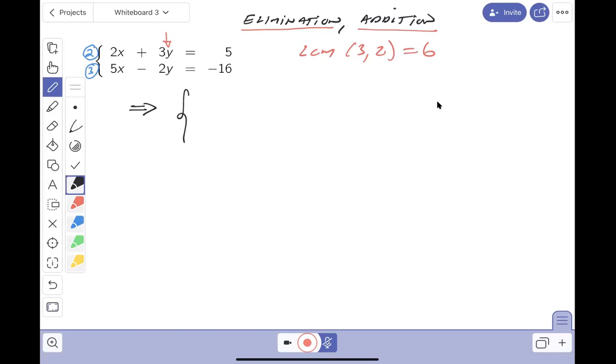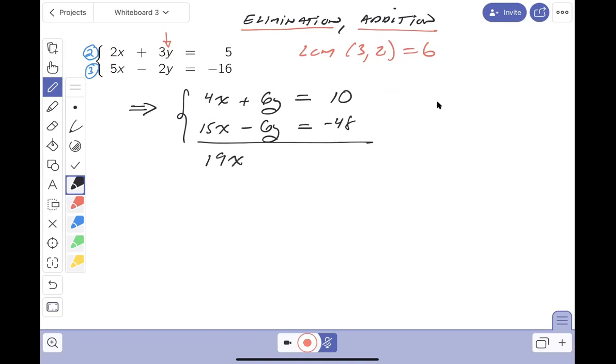I'm multiplying the top equation by 2. What does that mean? Both sides are being multiplied by 2. What do you get? 4x plus 6y equals 10. Again, I multiplied both sides by the number 2, fair and equal treatment. Then what do you get? 15x minus 6y is equal, well, 3 times minus 16 is minus 48. Then what are you going to do? Add them together. And this is called the addition method or the elimination method. What are you going to get? 19x. The y's disappear, and you get minus 38.